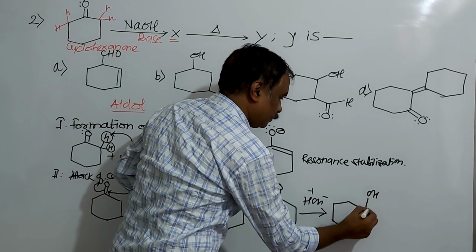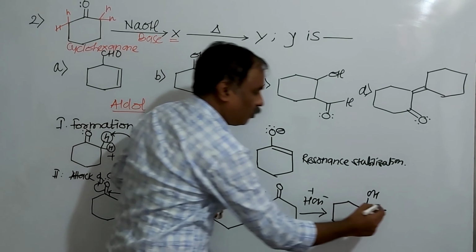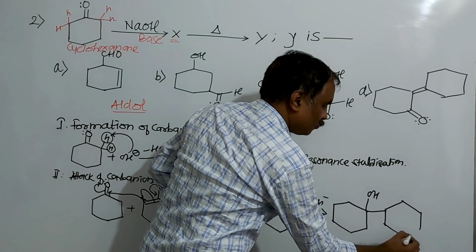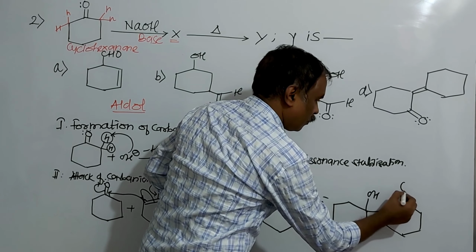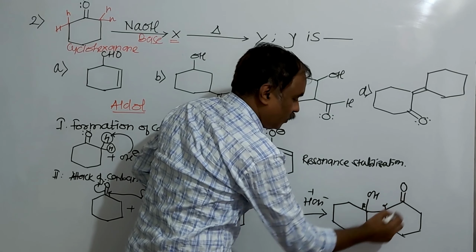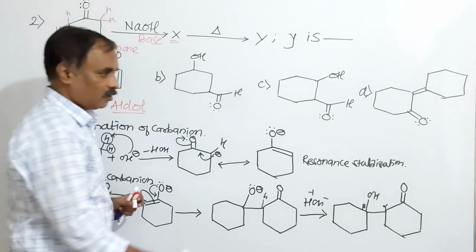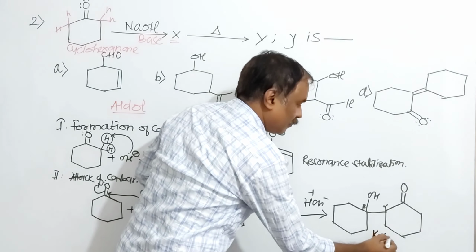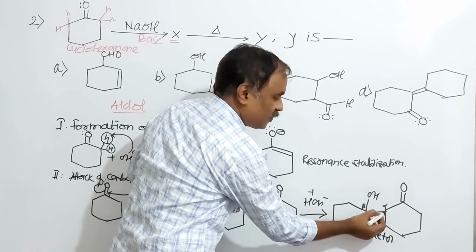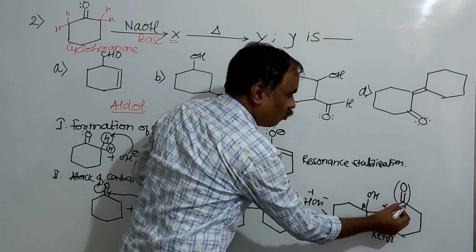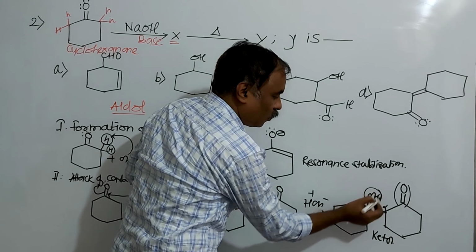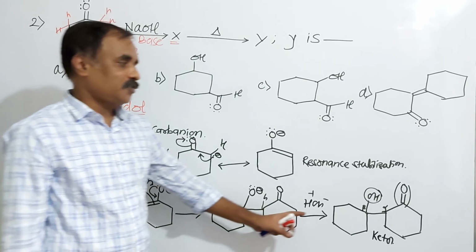Here it is OH, and here it is a carbon-carbon single bond. The remaining structure is as it is. So this is the alpha carbon, this is the beta carbon, a beta hydroxy ketone, and this is a ketol. This carbon is the alpha carbon with respect to this carbonyl group. This carbon is the beta carbon, and on the beta there is a hydroxy group, an alcoholic OH. So this is a ketol and a beta hydroxy ketone.